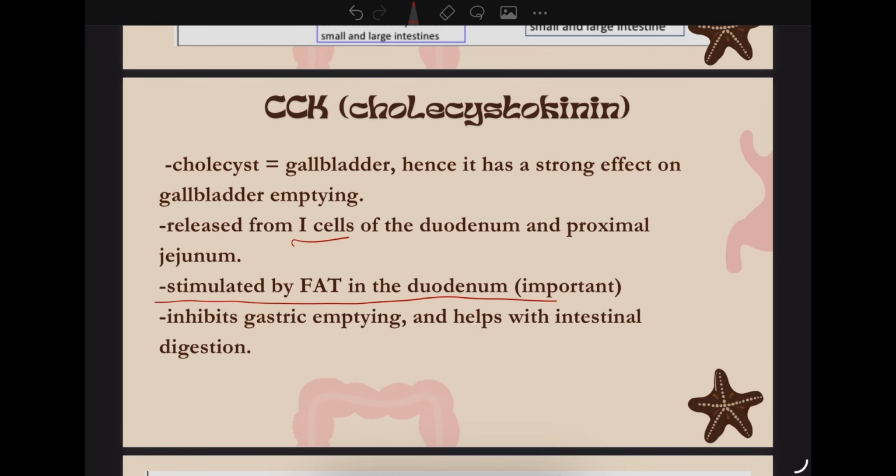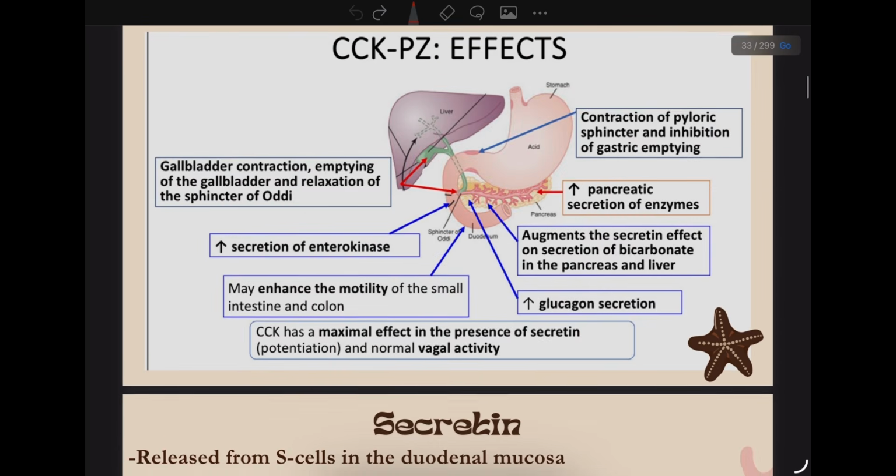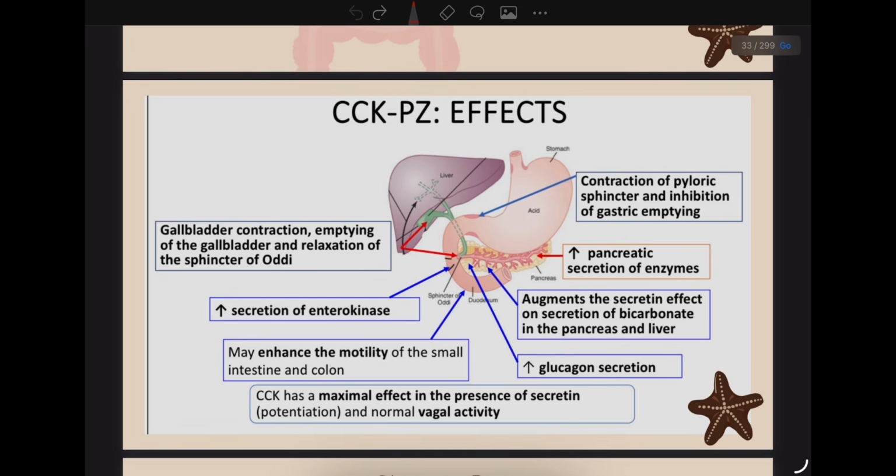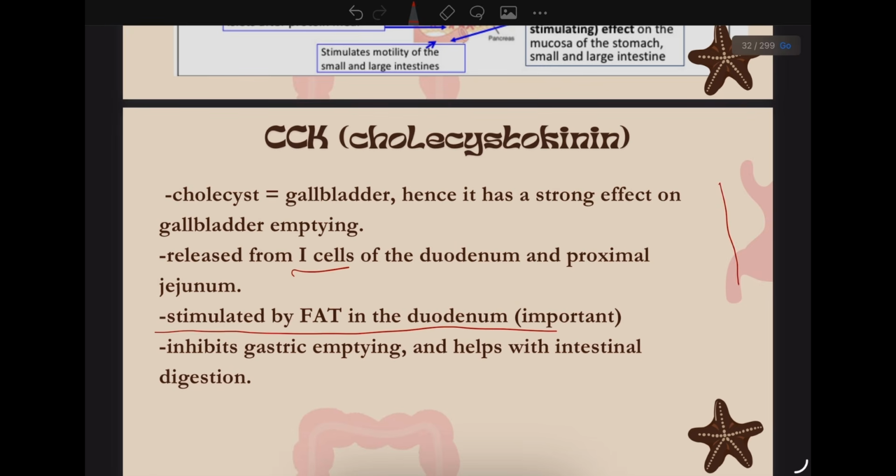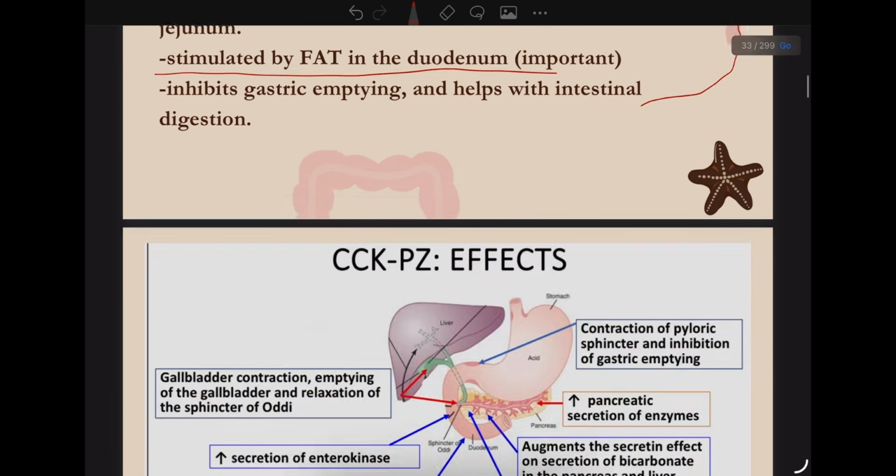It inhibits gastric emptying and helps with intestinal digestion. So it's the opposite of what? Gastrin's effect. It inhibits the gastric emptying, so it's opposite to gastrin. This is also a summary. Most of these you don't need. I think these are enough for you to remember for now.